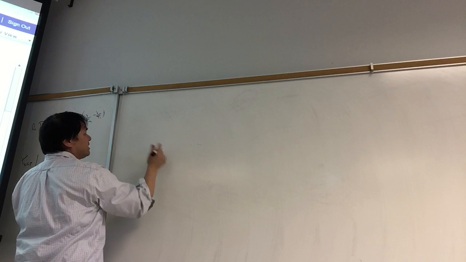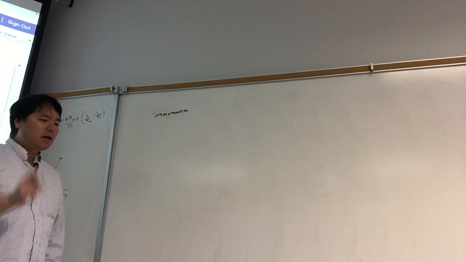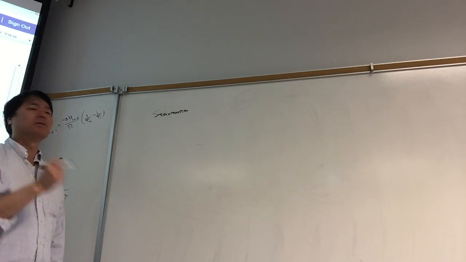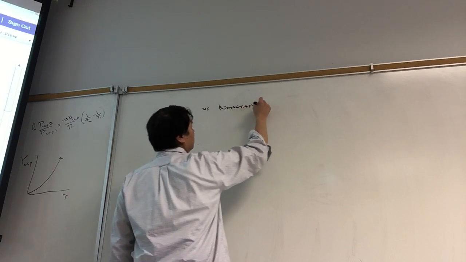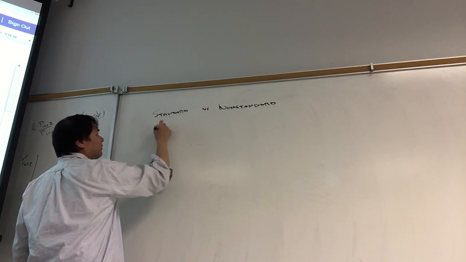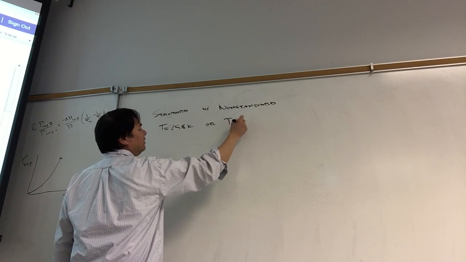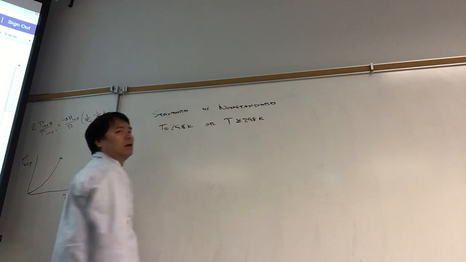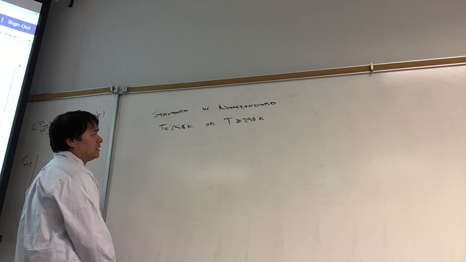Basically, whenever you do a thermal calculation, you have to ask yourself, is it standard or non-standard? And then you have to ask yourself, is T equal to 298 Kelvin or not equal to 298 Kelvin? That's the first thing you ask, because the equations will be different depending on whether it's standard or non-standard, or whether the temperature is different than 298.